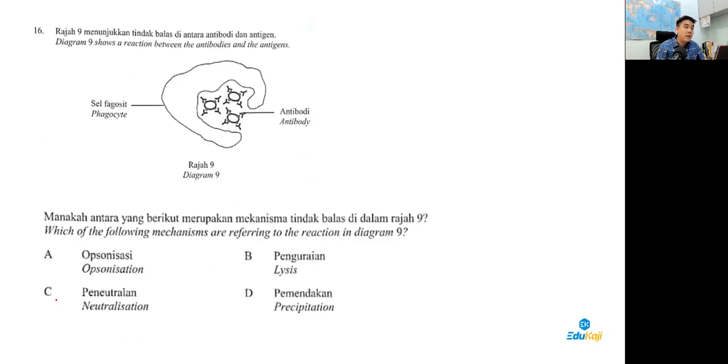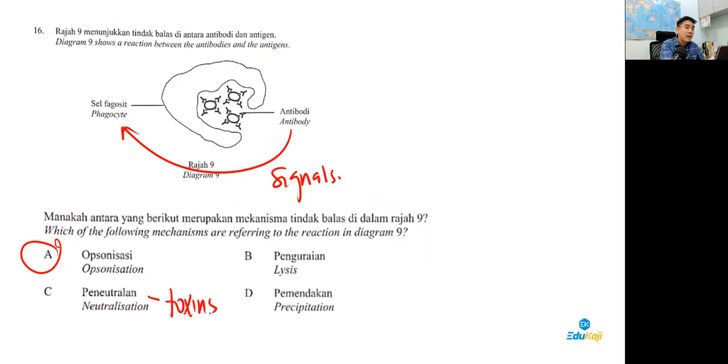Okay, 16 here, guys. This one, from bab 11, immunity. This one is opsonization, because antibody will bind the pathogen, and it signals the phagocyte, telling the phagocyte, oh, hey, these are the bad bacteria. Please attack them. Okay. Normally for neutralization, you will see the word toxins.